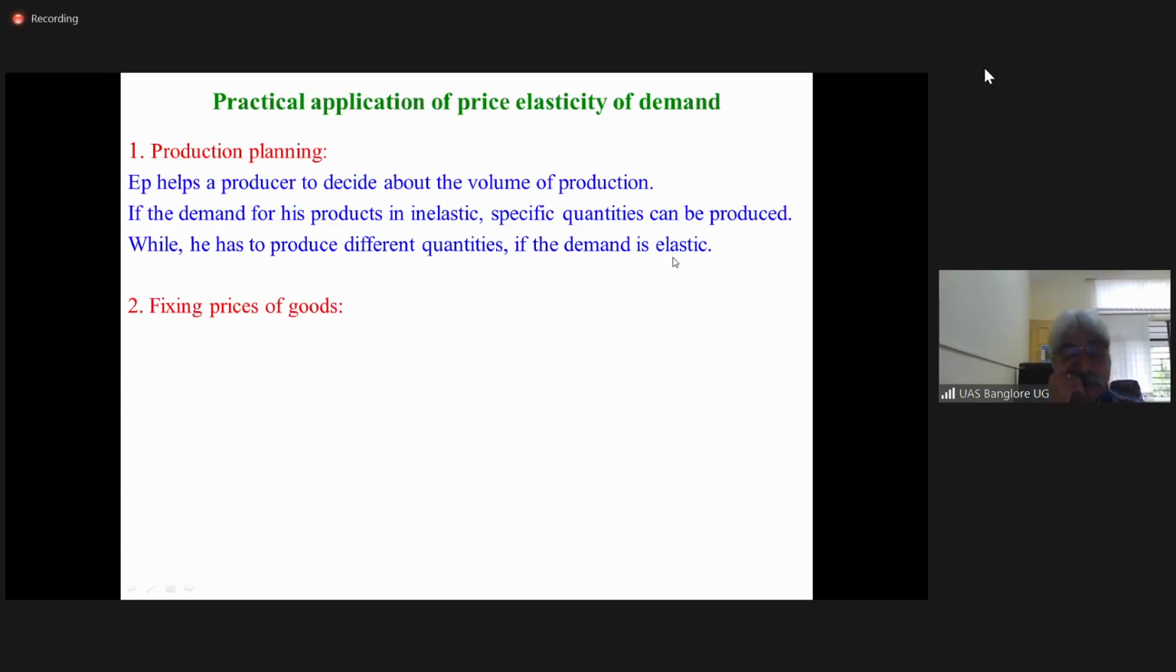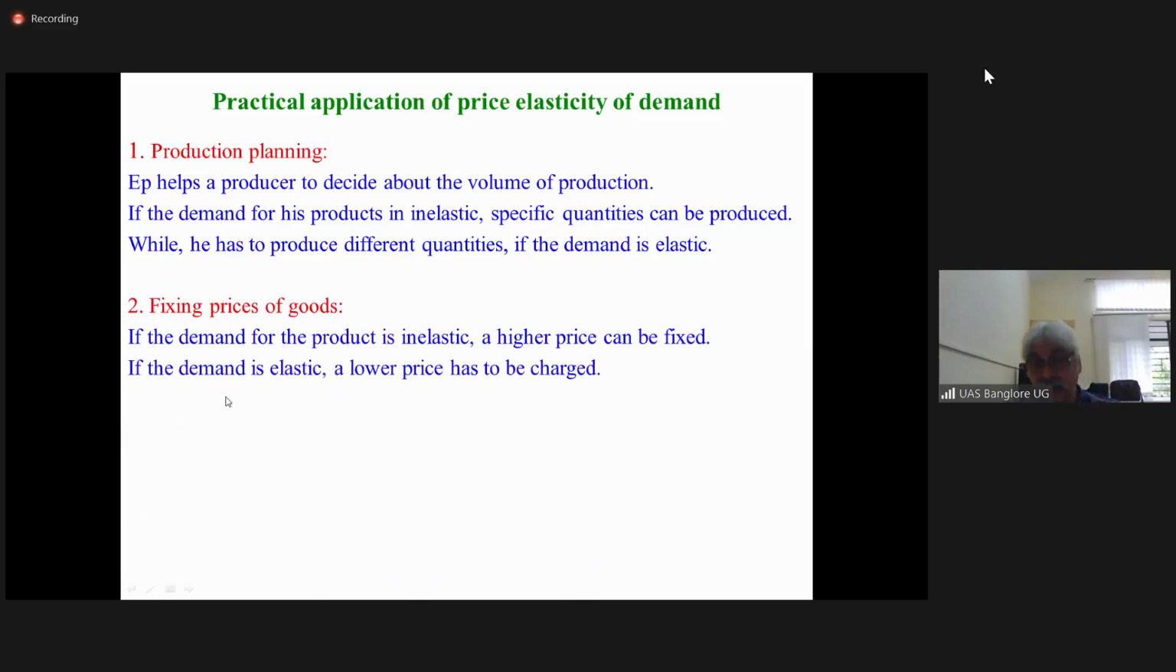Then the second practical application is fixing the prices of goods. If the demand for the product is inelastic, a higher price can be fixed. Even if he increases the price, people are going to purchase it because the demand is inelastic. Whatever happens to the price, the quantity demanded remains the same. So he can increase the price.